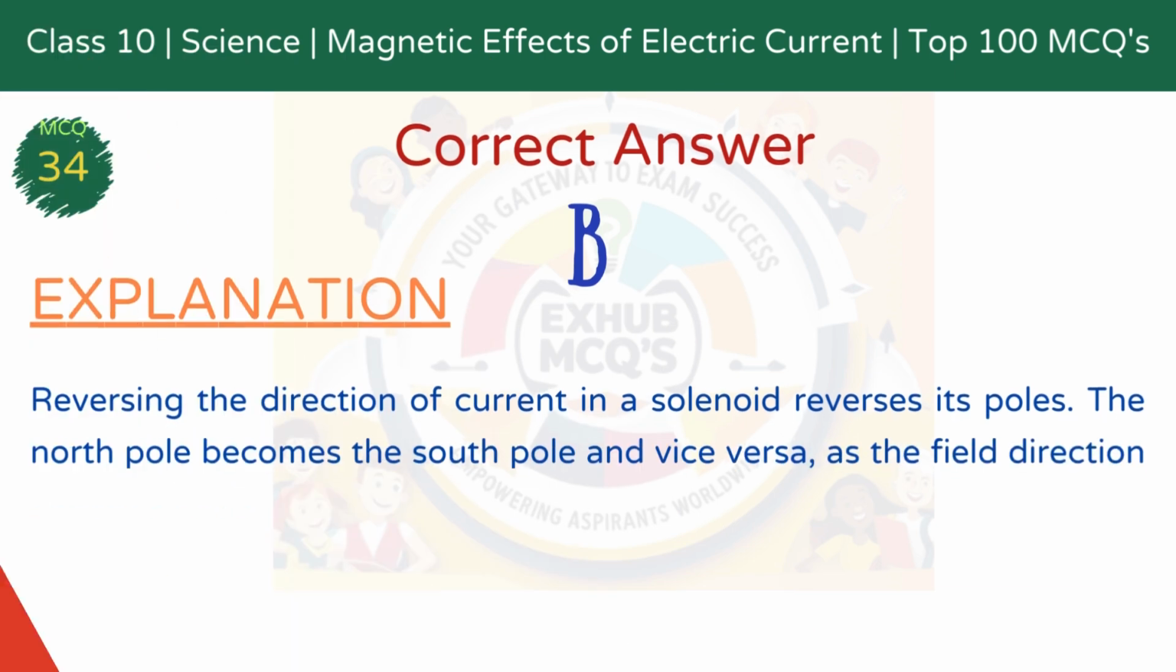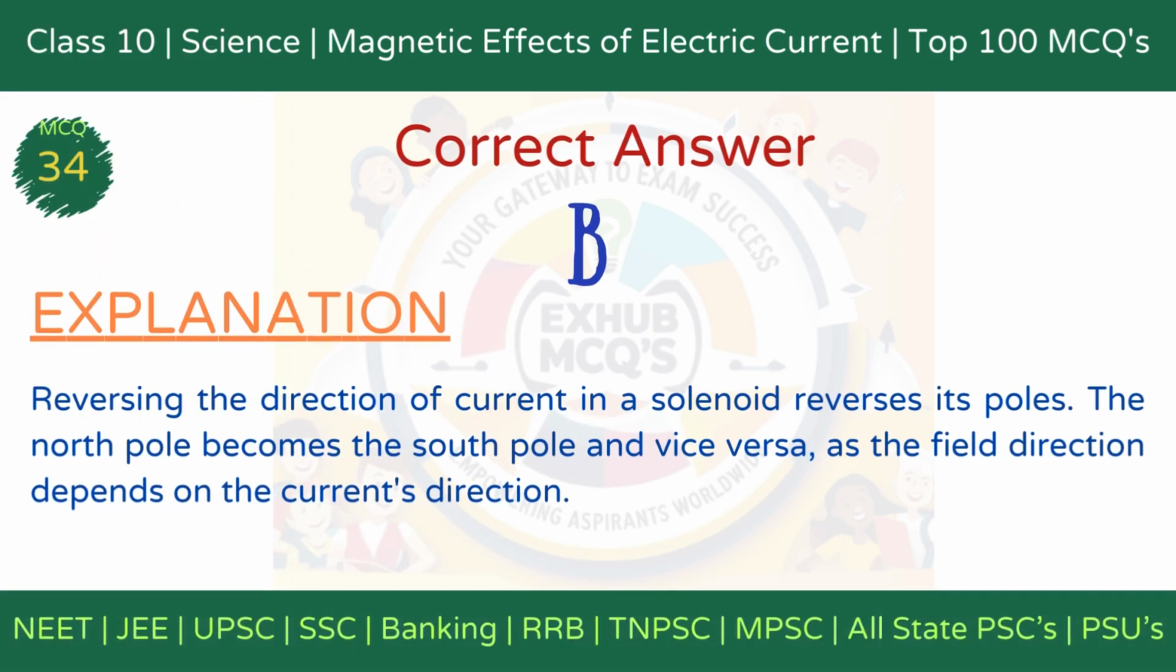The correct answer is option B, the poles of the solenoid reverse. Explanation: reversing the direction of current in a solenoid reverses its poles. The north pole becomes the south pole and vice versa, as the magnetic field direction depends on the current's direction.